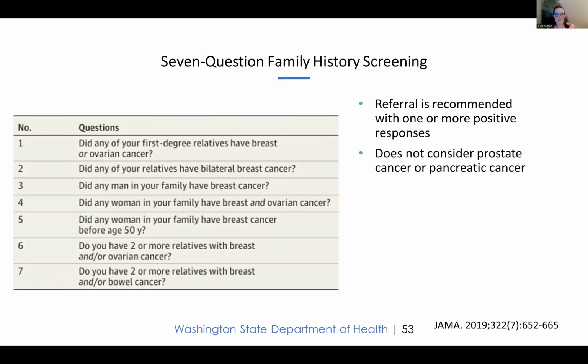The 7-question family history screening. Just 1 or more positive, that gets your referral. So you can see the trends here as we're going through these screenings. There are some more detailed models.